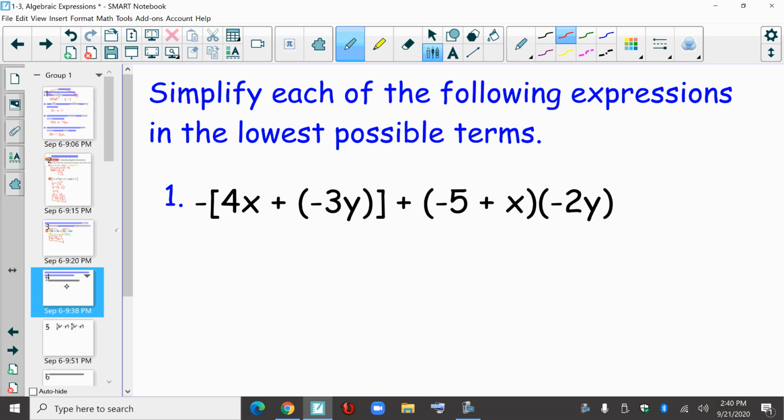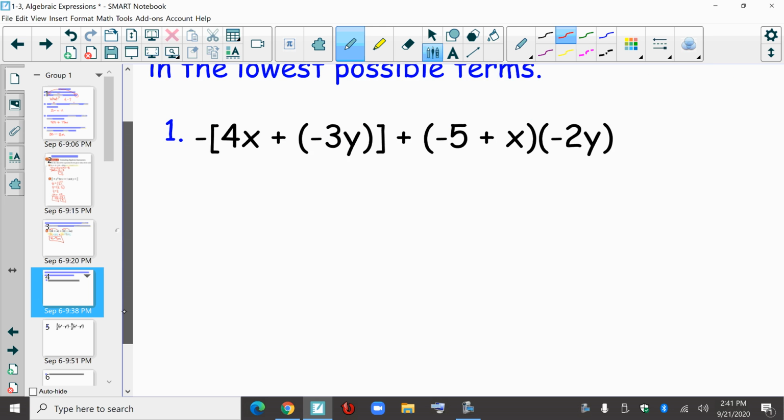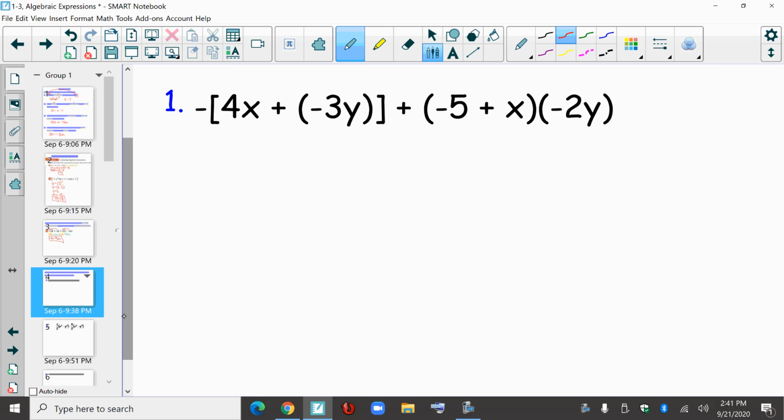Next, simplify each of the following expressions in the lowest possible terms. So here we go. The goal in these problems is to identify when you need to keep the parentheses and when you do not need to keep the parentheses. Parentheses are only necessary when you are multiplying a value into them. So these problems have a huge amount of parentheses and not all of them are needed. So that's the very first thing we're going to do.